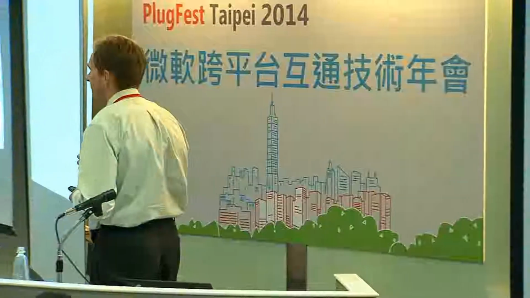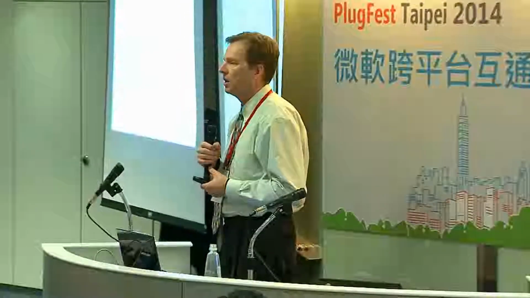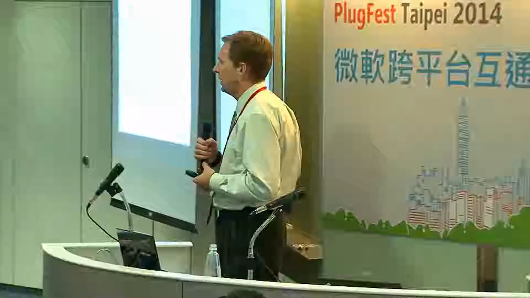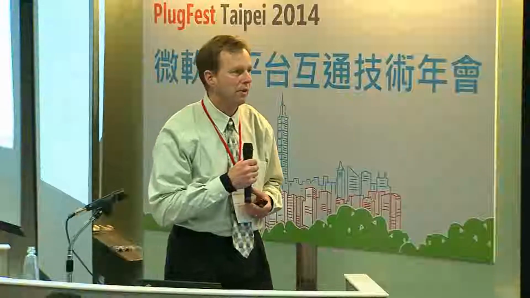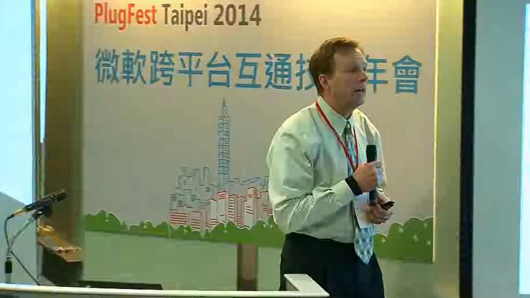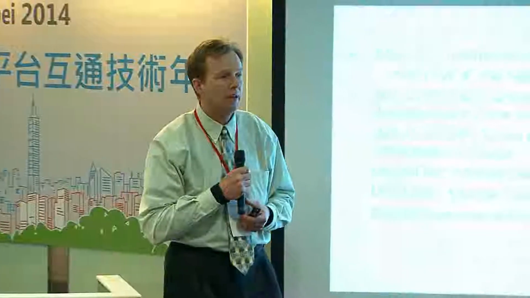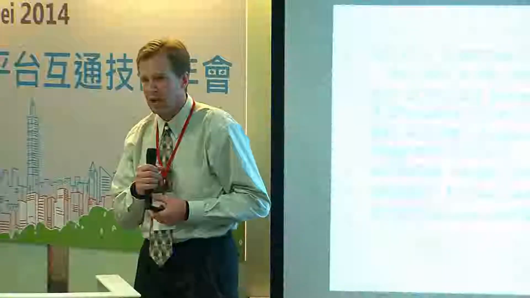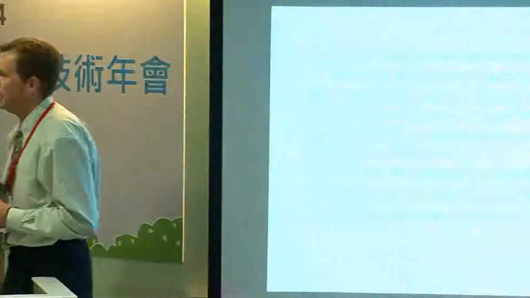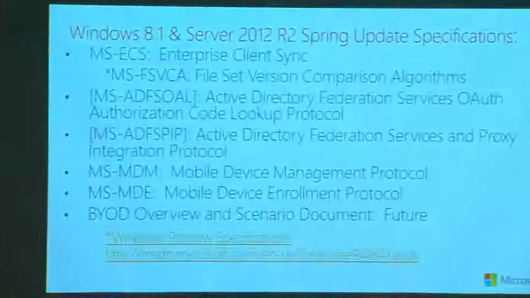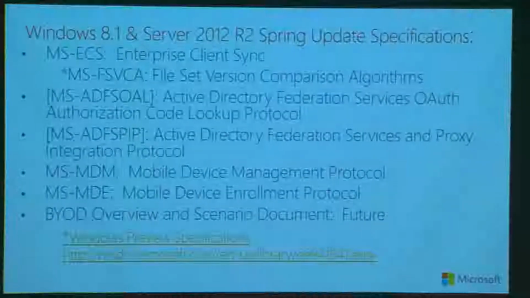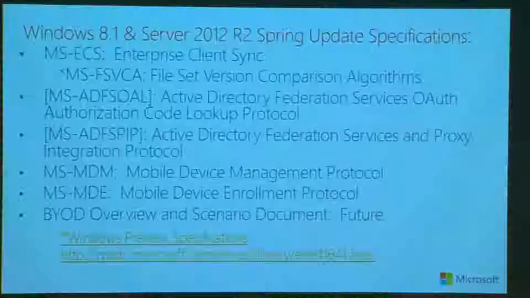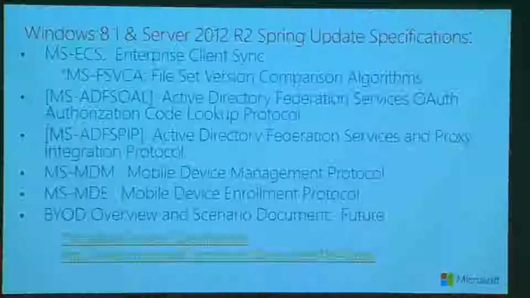ECS, or the Enterprise Client Sync, is focused on work folders. We'll talk a little about that scenario today. You'll see an asterisk on this file set version comparisons algorithm document, which is basically the underlying framework used by the client sync. That framework is documented as well. We just released it as part of the spring update in our preview specifications node, so I wanted to make sure you have that reference and check it periodically.